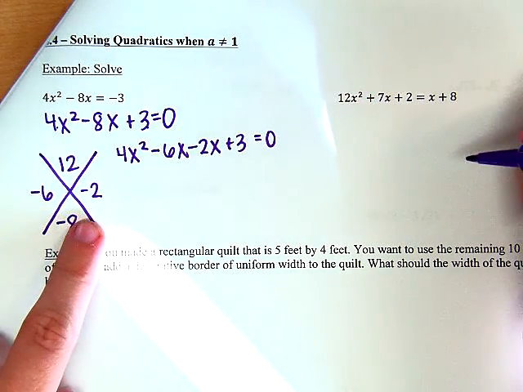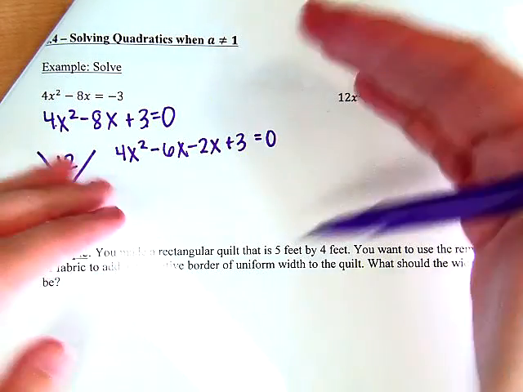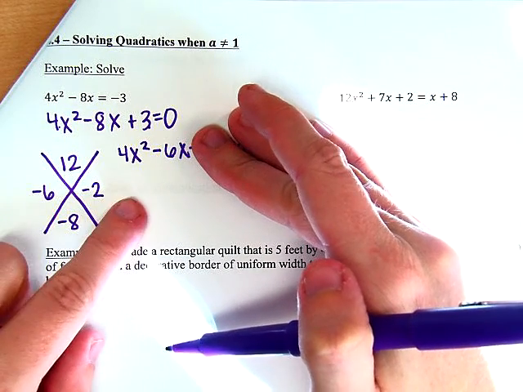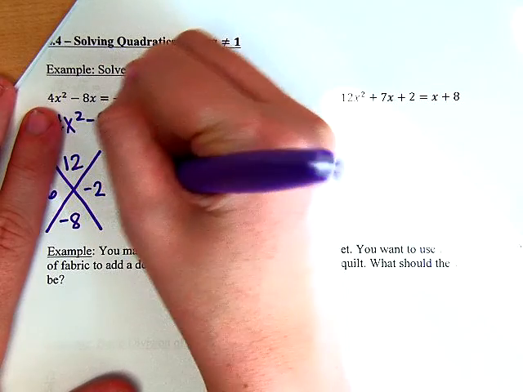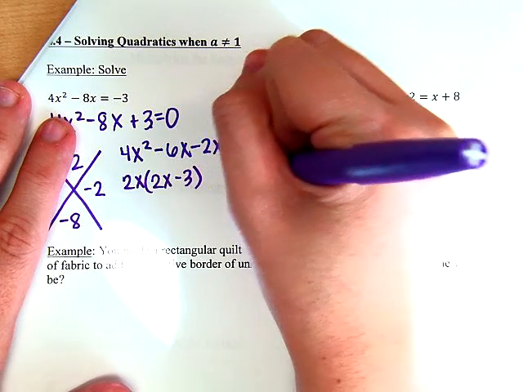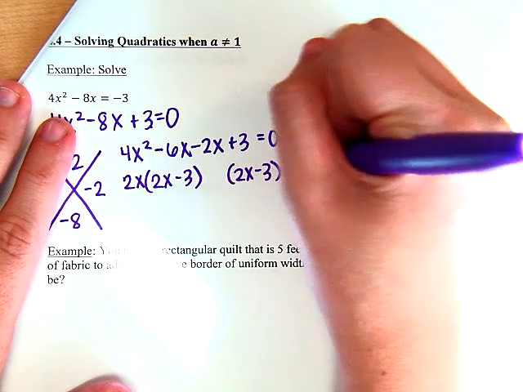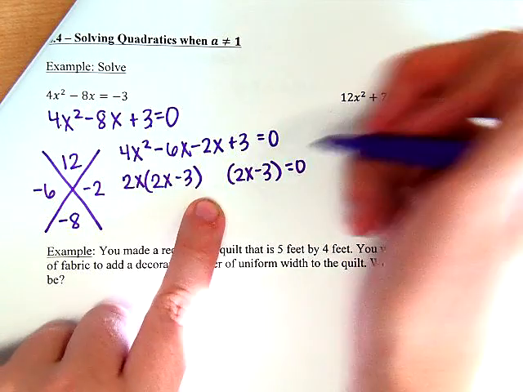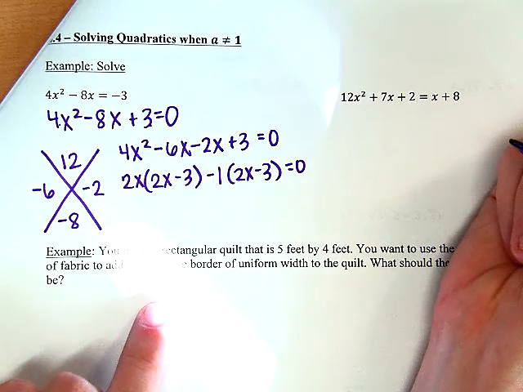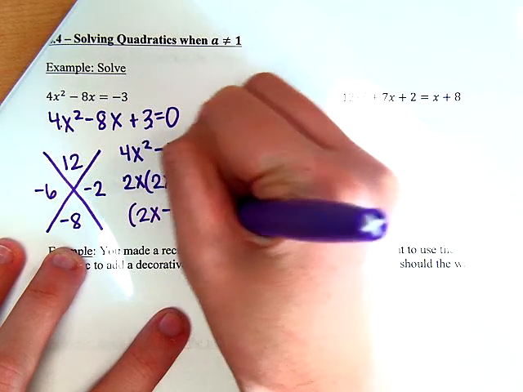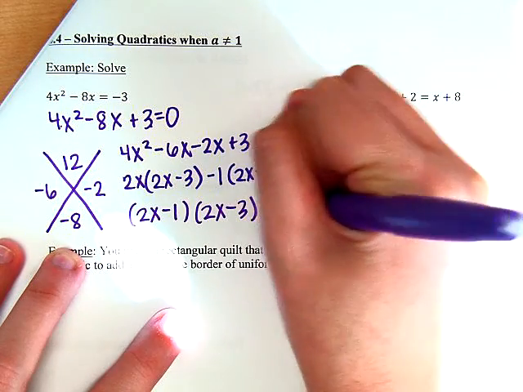So now I can do a kind of grouping situation here. So if I look at the first two, what do they have in common that I can take out? 2 and x. So if I take out 2x, I'm left with 2x minus 3, which I have to keep over here, 2x minus 3. And what do I multiply by so that 2x becomes negative 2x? That'd just be a negative 1. So my two factors are 2x minus 1 and 2x minus 3 equal to 0.